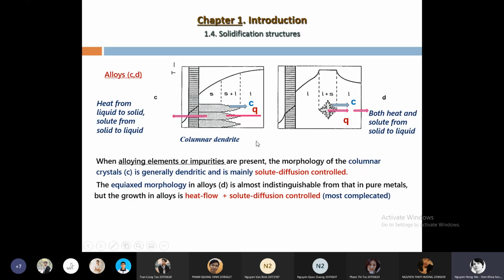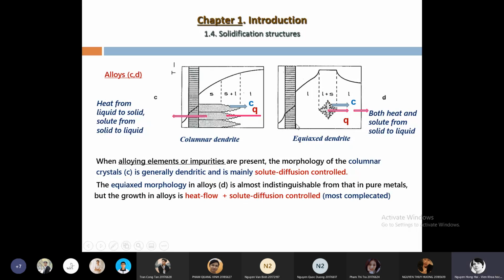And in this case, the process is solute diffusion control, not heat diffusion control, but solute diffusion. In the case of the columnar dendrite, it is much more complicated. In the case of the equiaxed dendrite, the solidification process is controlled by heat plus solute diffusion.